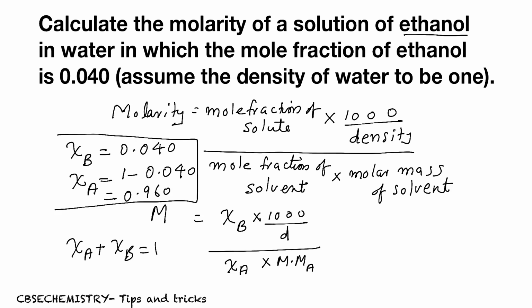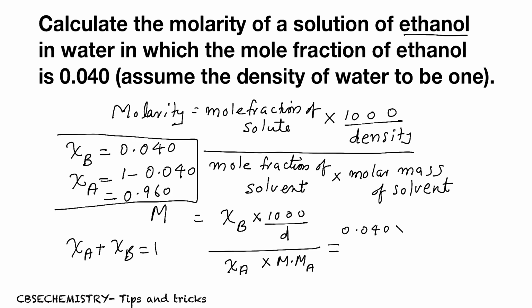Okay, chi a plus chi b is equal to 1. So what is chi a? Chi a will be equal to 1 minus chi b. Chi b is this one, right? That is how we got the value of chi a. Remember that. Just substitute the values in this equation, you will get molarity.